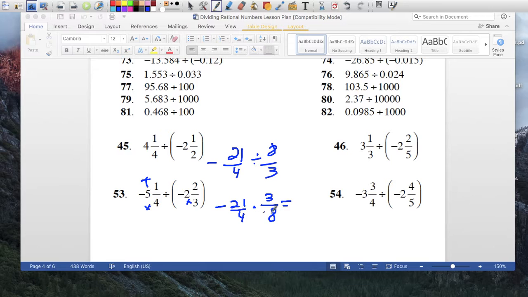Can I simplify anything? I can't. So I just multiply across. Negative times, they're both negative, sorry. So it's going to be a positive answer. 4 times 8 is 32. 3 times 21 is 63 on the top. And you can change this to a mixed number, but I'm not because I ran out of time.